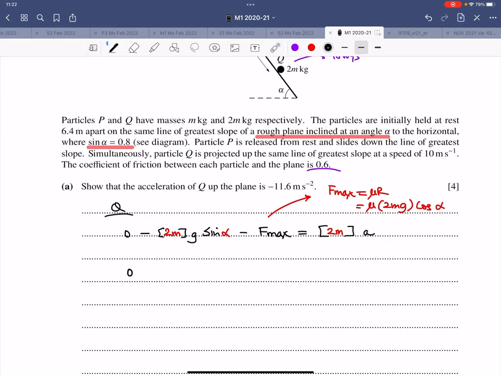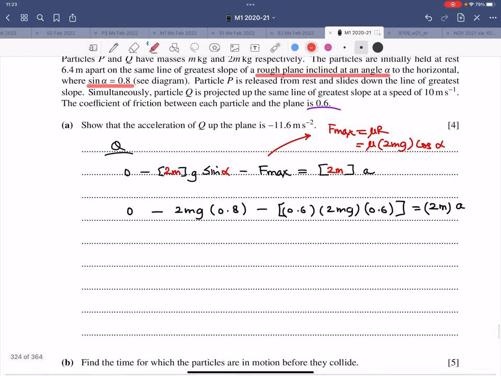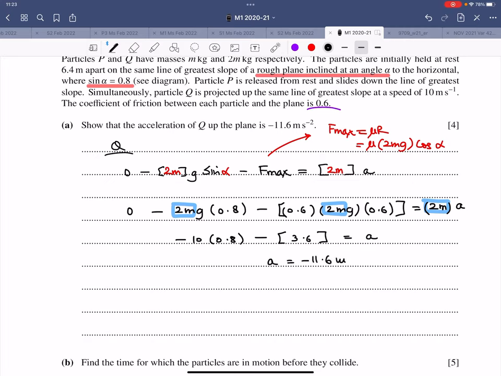0 minus 2mg sine alpha, which is 0.8, minus F max, mu is 0.6. And this thing, 2mg multiplied by 0.6, bracket closed, is equal to 2m multiplied by a. Now you take this 2m common out. So therefore, this comes out to be minus 10 into 0.8 minus 0.6 into 0.6, that is 3.6, is equal to a. So 8 plus 3.6 is 11.6. a is negative 11.6 meter per second square. It is decelerating.